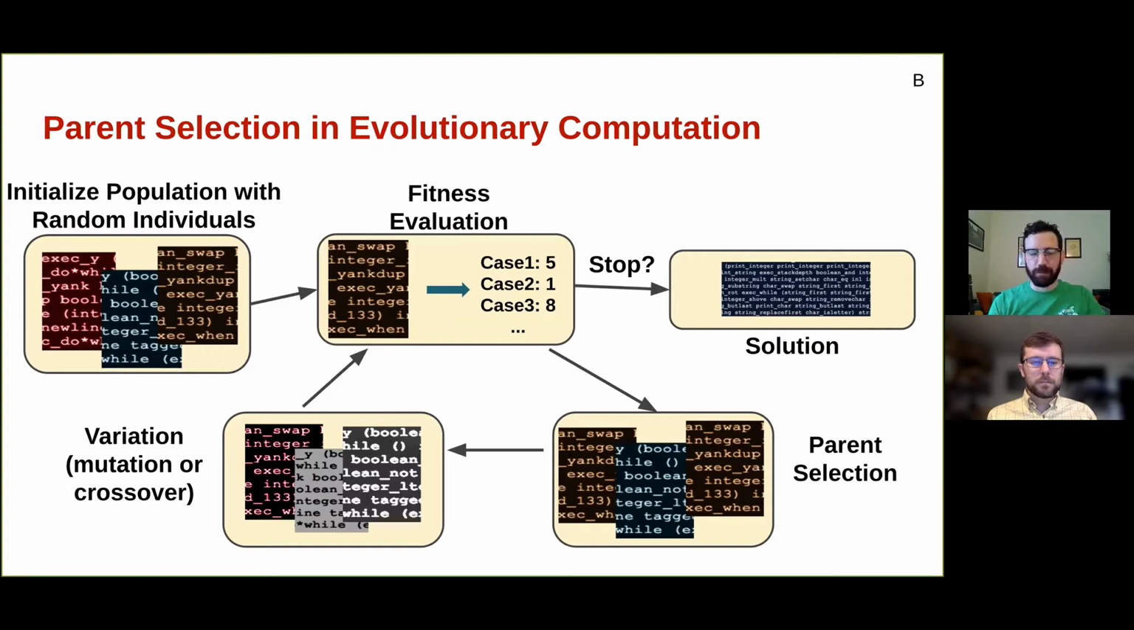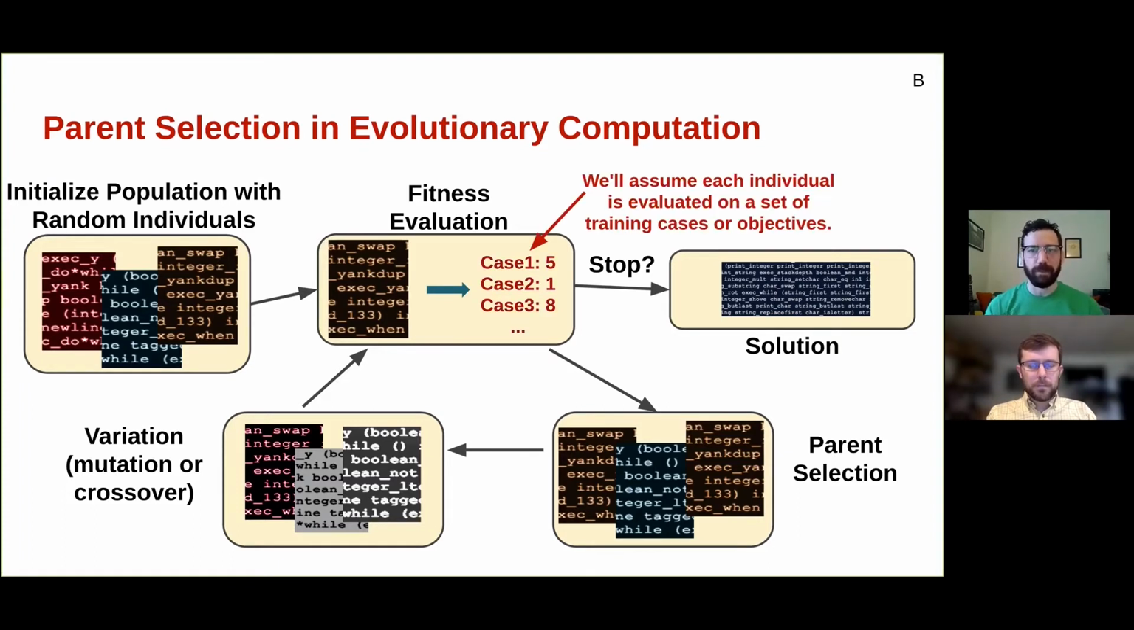So this is not going to cover every evolutionary computation system, but in general, what we have is a system where we initialize a population with random individuals that are candidate solutions to our problem. Here we're showing those individuals as bits of code, which is how genetic programming represents individuals. And in order to evaluate how well those individuals solve the problem we're trying to solve, we do a fitness evaluation. And importantly, when we talk about Lexicase selection, we're interested in fitness evaluations where an individual is evaluated on a set of training cases or objectives.